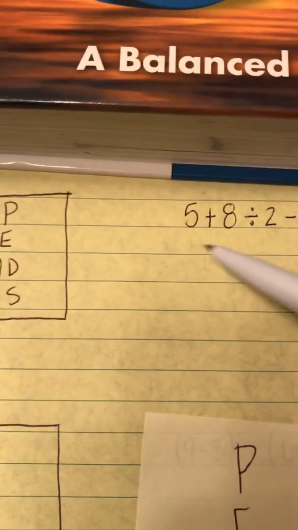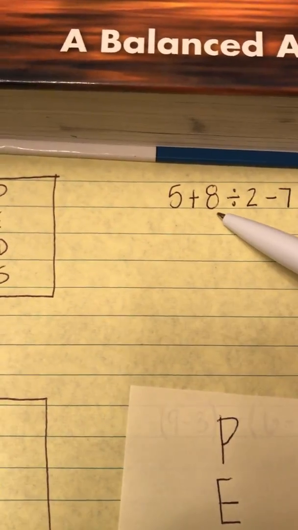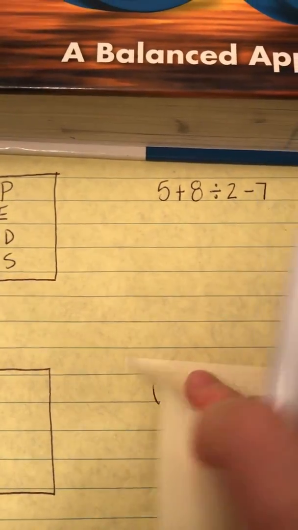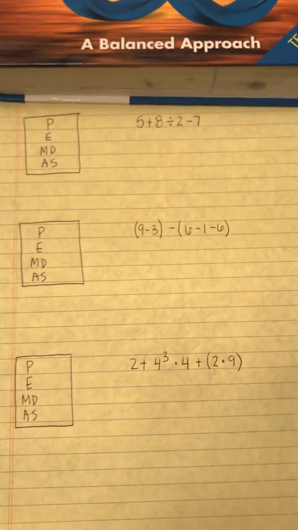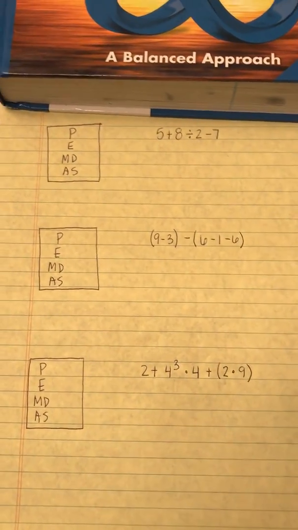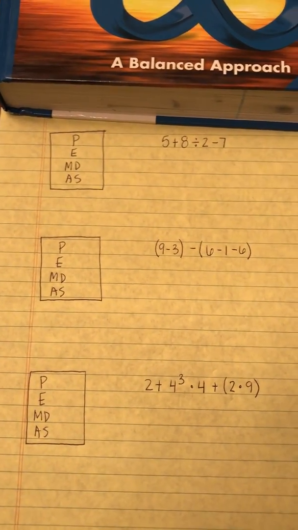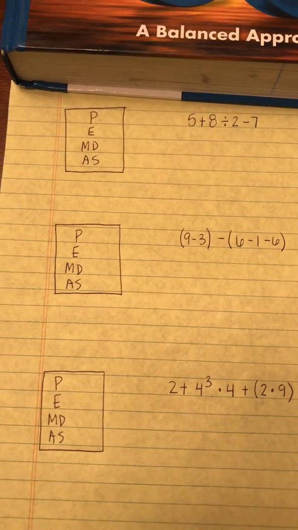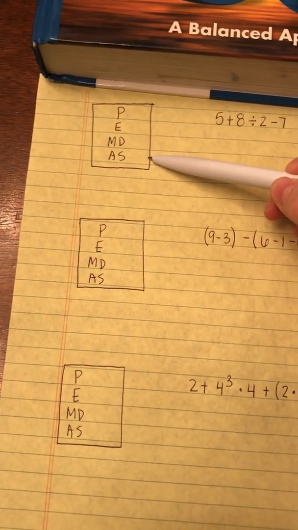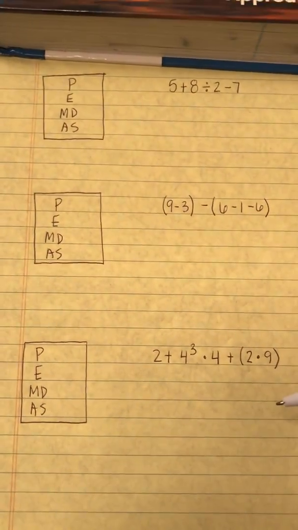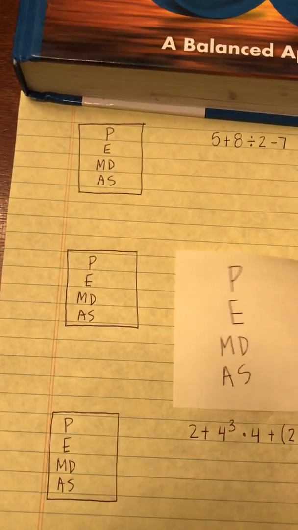Okay, so the first one we're going to do is 5 plus 8 divided by 2 minus 7. Now you'll see on my piece of paper, we're going to end up doing 3 problems. And look at how much room I have used on my paper. So please feel free to spread out your problems. I need you to space them out. Also notice that I've written "Please Excuse My Dear Aunt Sally" 3 times because we have 3 problems. And I'll show you how you're going to use that tool.